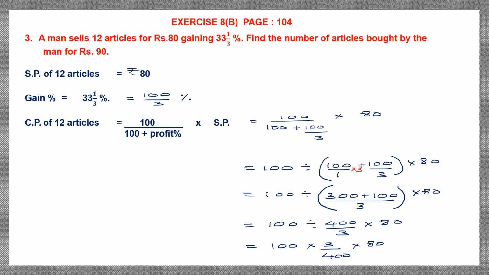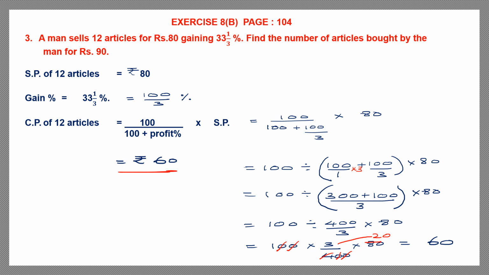Now let's cancel everything, whatever we can. There are two zeros here, so I can cancel these two zeros. I can cancel 4 and 80: 4 ones are 4 and 4 into 20 is 80. Now multiply 3 into 20 and that is 60. So what have we found? We have found the cost price of 12 articles and that is 60 rupees. So this is the first thing that we need to do: find the cost price of 12 articles.